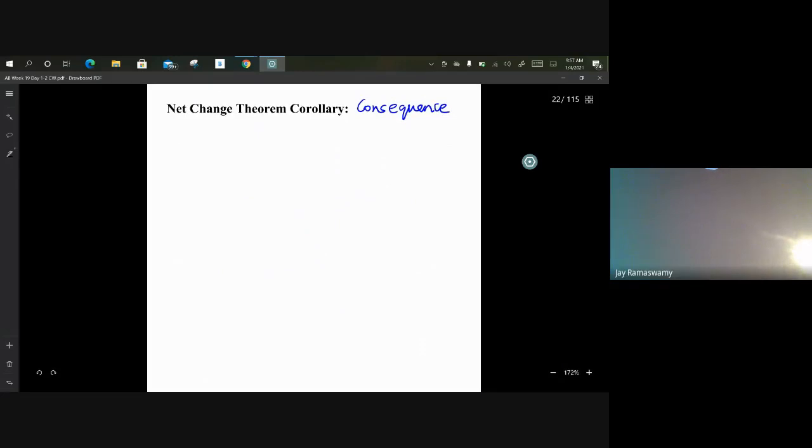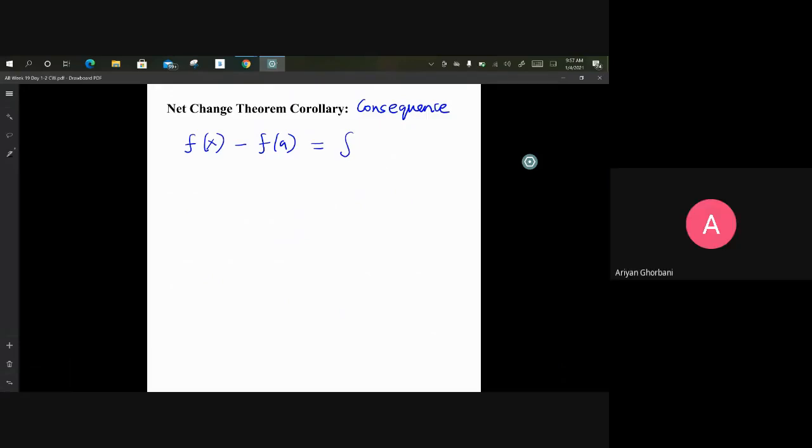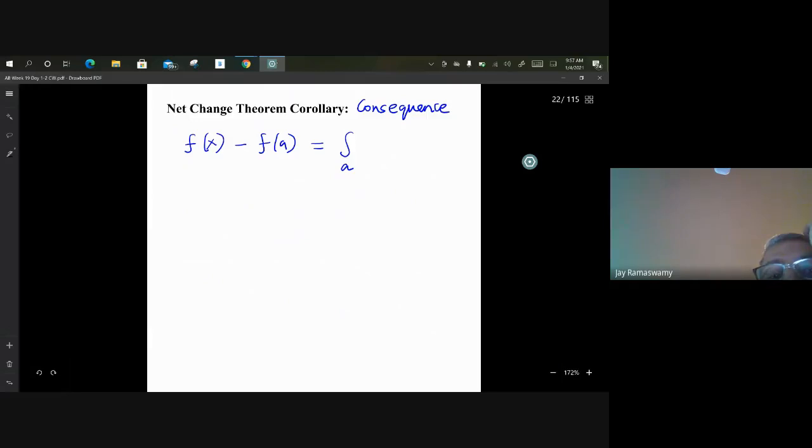And here's what the net change theorem corollary says. Pay close attention. I'll write something on the board, so play along, okay? f of x minus f of a equals the integral from, what's your lower limit? a to x. Again, the positive guy is on top, the negative guy is on the bottom, correct? Draw arrows so you can see connections.